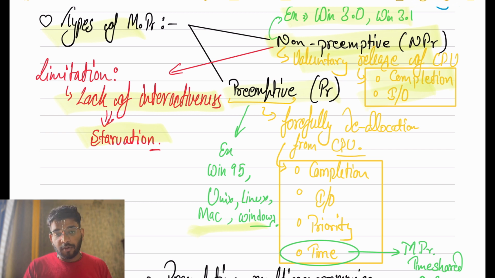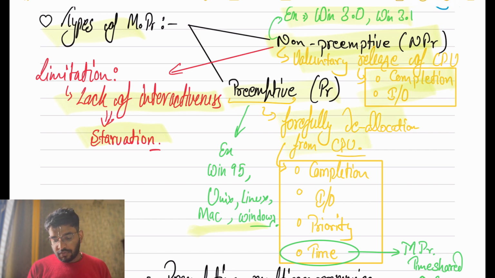Only when process P1 gets completed or goes for IO is P2 loaded. So if we keep the same example of the movie, unless the movie completes, you cannot attend the phone call. This reduces interactiveness, and your phone call will go into starvation until the movie completes.